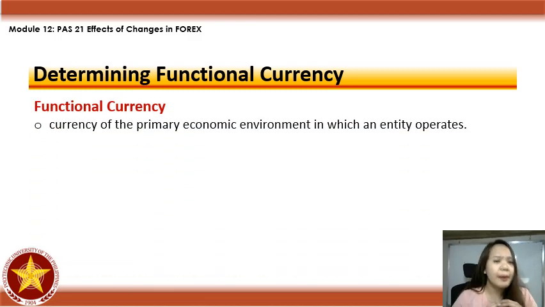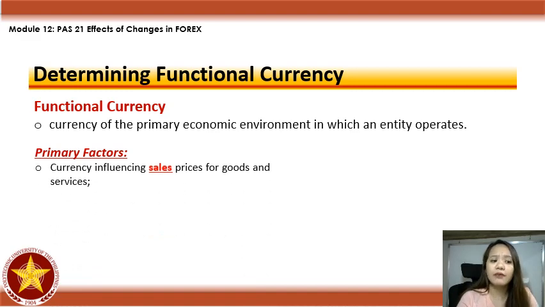So, paano mo pa malalaman yung functional currency? The functional currency of a company is the currency of the primary economic environment in which an entity operates. So, yung ginagamit niyang currency. So, paano mo malalaman yun? Ano yung indications? You have actually primary and then secondary factors.